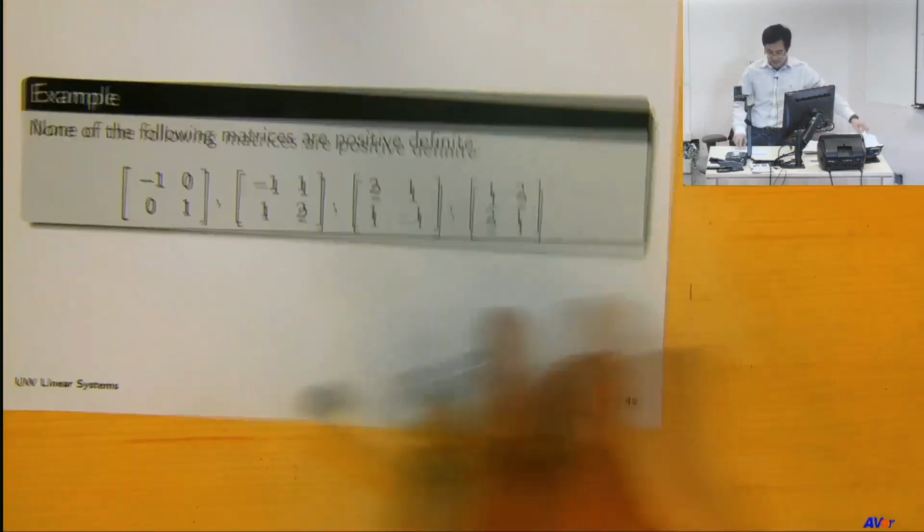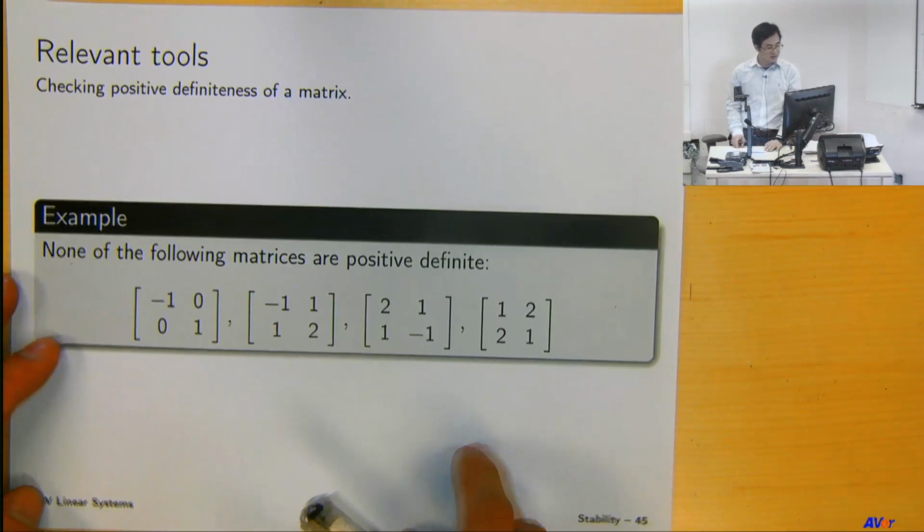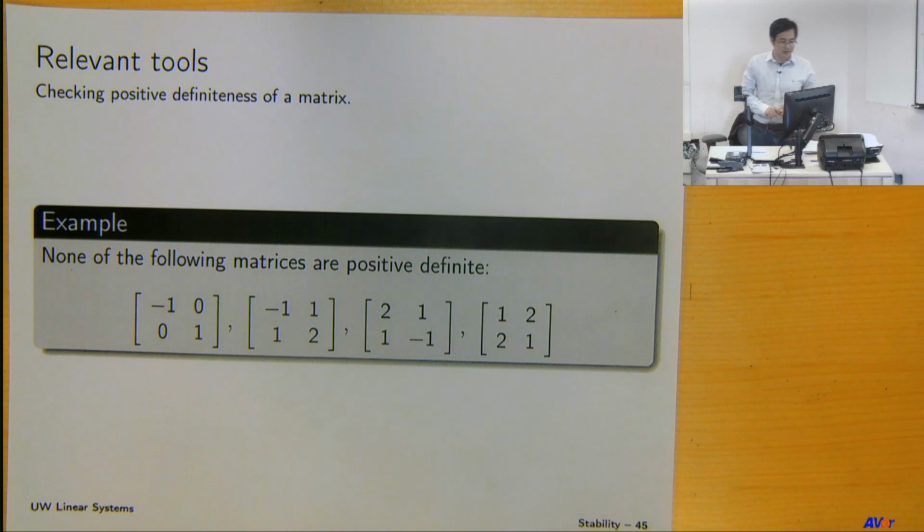So let's do some practice. Let's take a look at these and tell me whether it's positive definite or not. Okay, spend a few minutes. You can discuss with your classmate, then tell me the result.